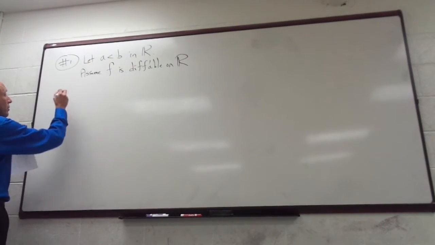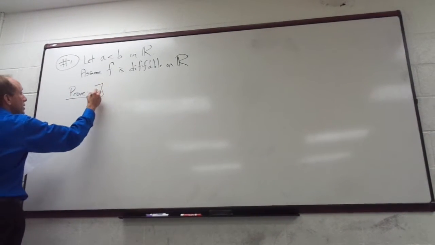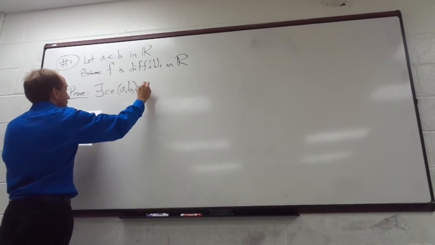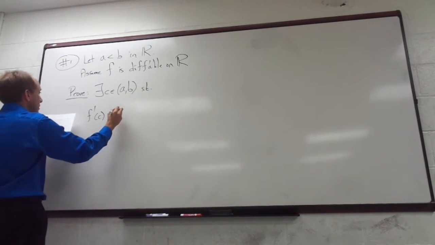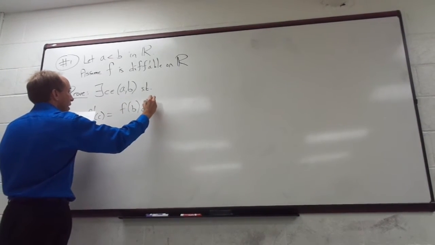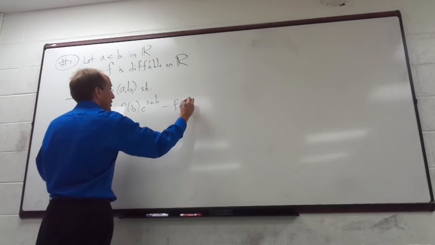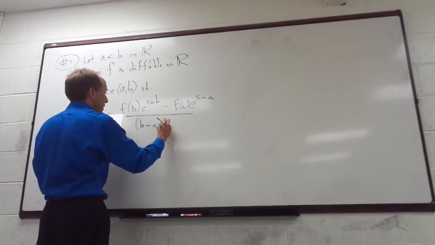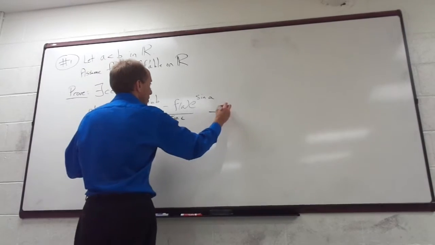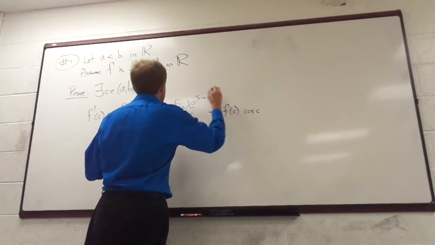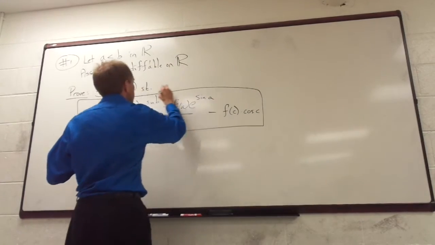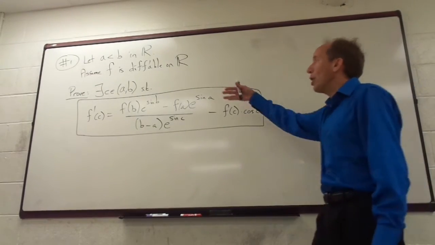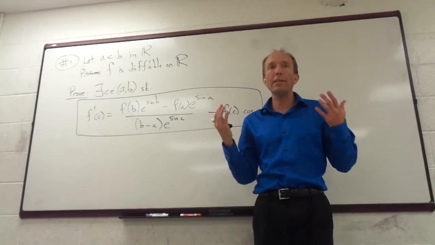Okay, so then what we're going to do is prove that there exists a C in the open interval (a, b) such that f prime of C is equal to [f(b)e^(sin b) - f(a)e^(sin a)] over (b - a), times e^(sin C), minus f(C) times cosine of C. So this is quite a complex expression here. We're not asked to figure out what C is, we're just showing that this C exists.